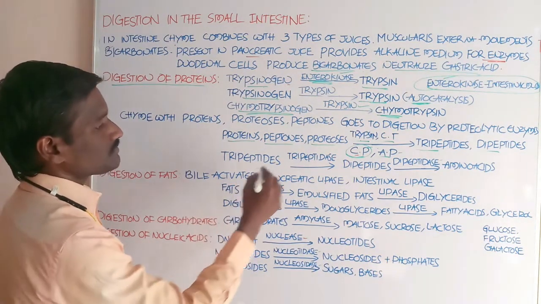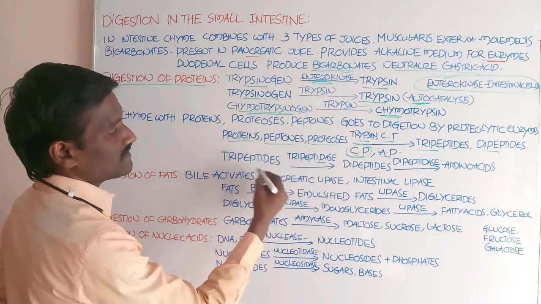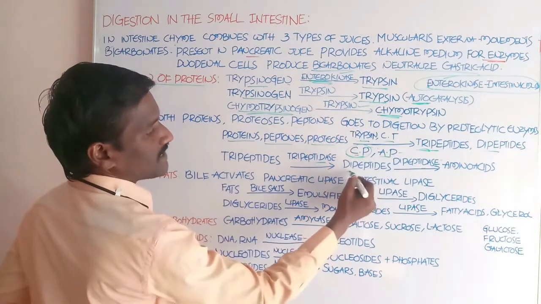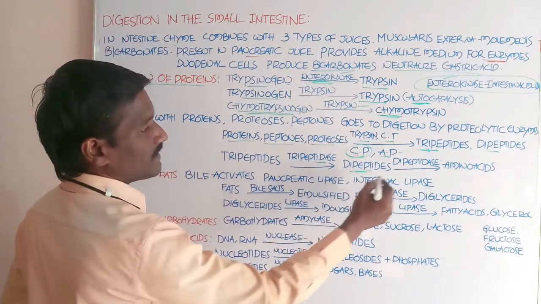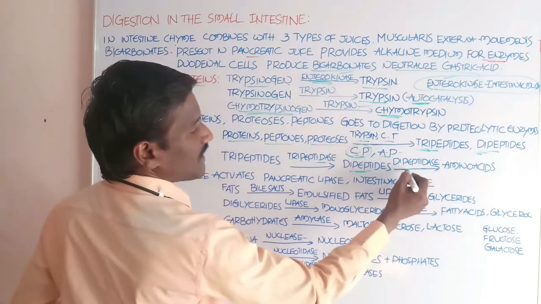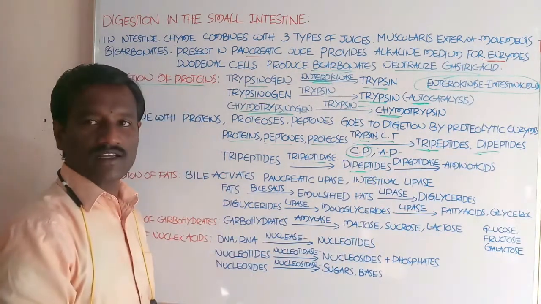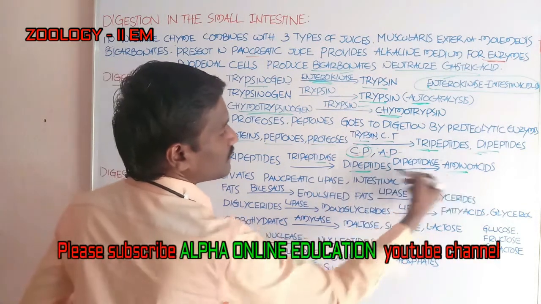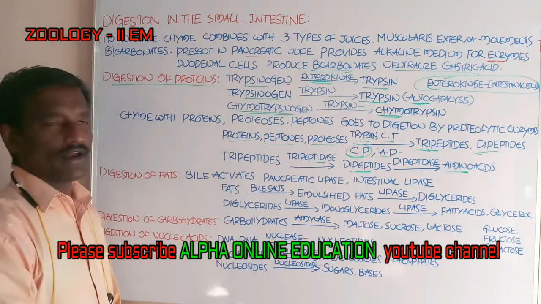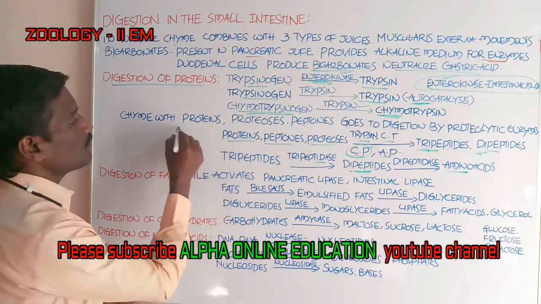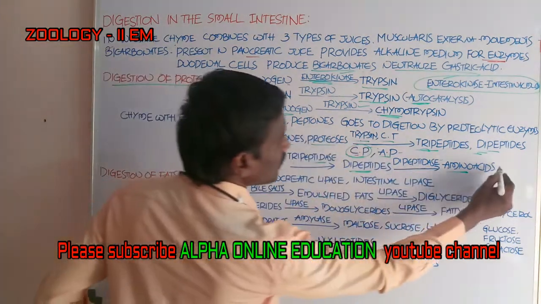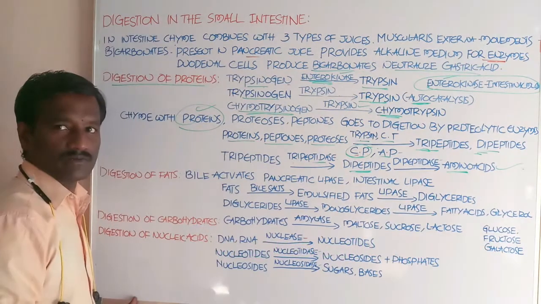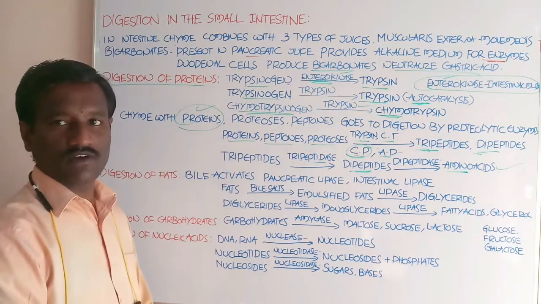Now, tripeptidase is the enzyme that acts on the tripeptides and converts them into dipeptides. Dipeptidase is the enzyme present in the intestinal juice and acts on the dipeptides and finally converts them into amino acids. Finally, proteins are converted into amino acids. These are the end products of proteins.